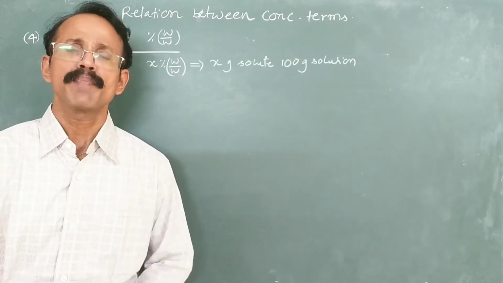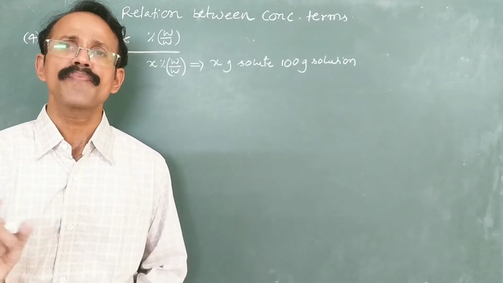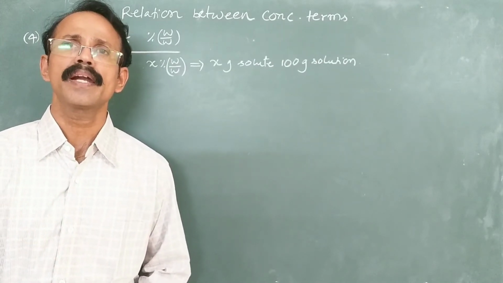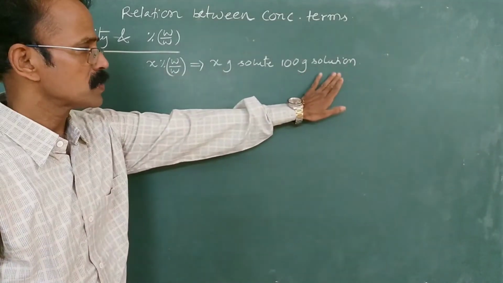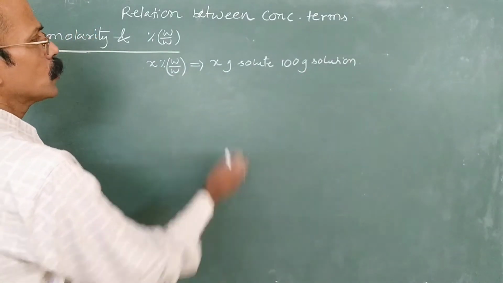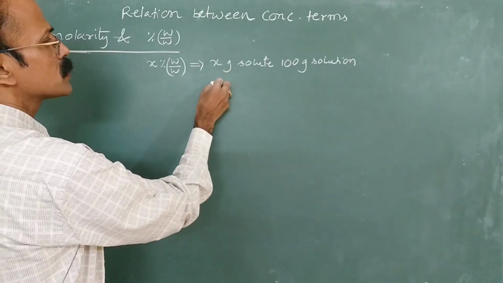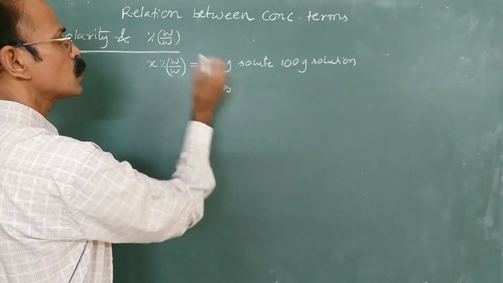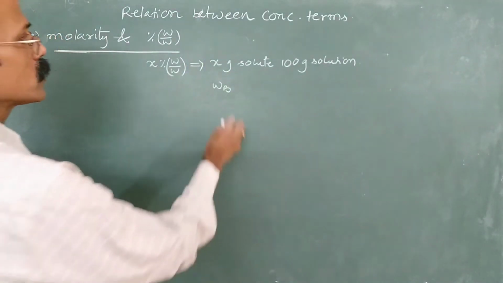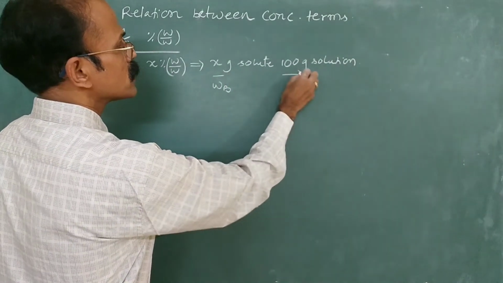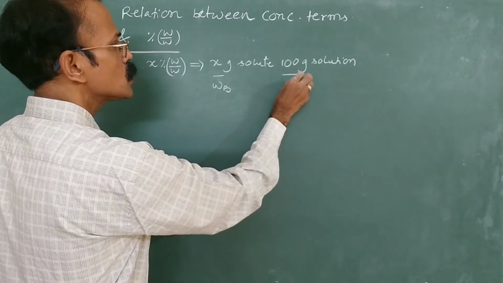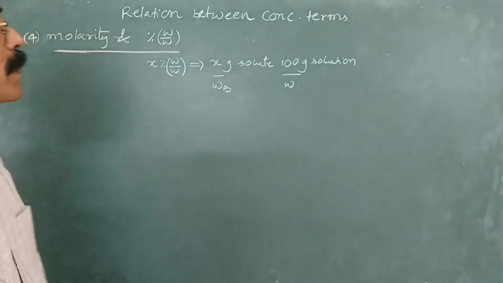X% by mass solution means X grams of solute are present in 100 grams of solution. So what is X here? That is nothing but the mass of solute. And 100 grams of solution is nothing but the mass of solution, that is denoted by W.